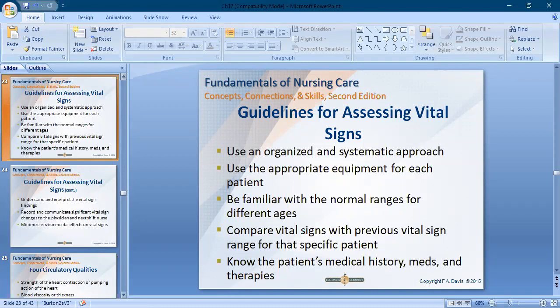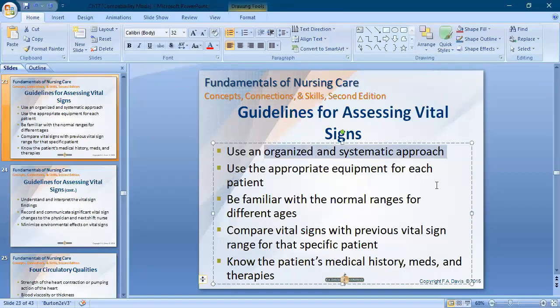So what does it mean to use an organized and systematic approach? It means you have to check the vital signs in a very systematic and organized way. What does it mean? Like, you have to check the non-invasive technique first, then you go to the least invasive technique. Like out of 4 or 5 vital signs, you have to check the respiratory rate first because this is less invasive.